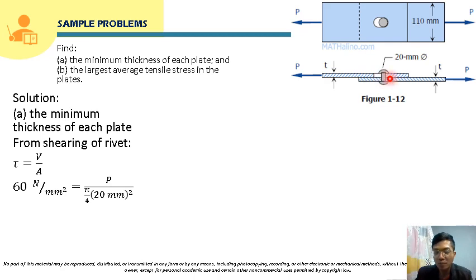wherein the internal shear force here, when we solve that using the equilibrium equation, the shear force V will just be equal to P, over the cross-sectional area of the rivet. The rivet has a circular cross-section, right? So the area of a circle is pi over 4 diameter squared. The diameter given is 20 millimeters. Okay, since our unit here is millimeter also, this can also be millimeter here.